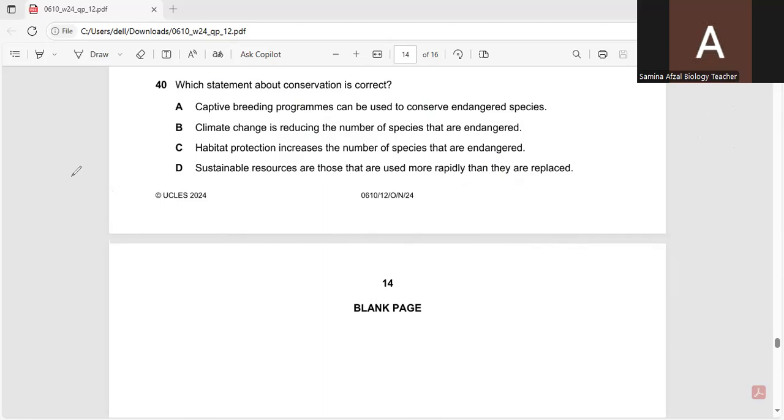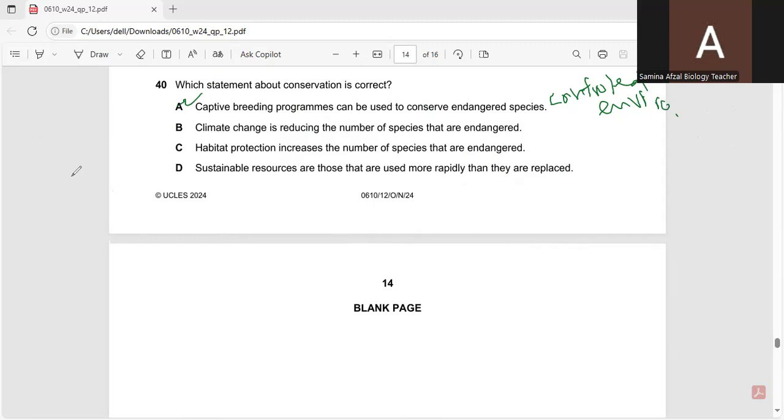So captive breeding involves breeding endangered animals in a controlled environment. In a controlled environment, they will protect them to increase their population number with the ultimate goal of reintroducing them into the wild, because they are endangered species, they are becoming extinct. So A can be the correct option.